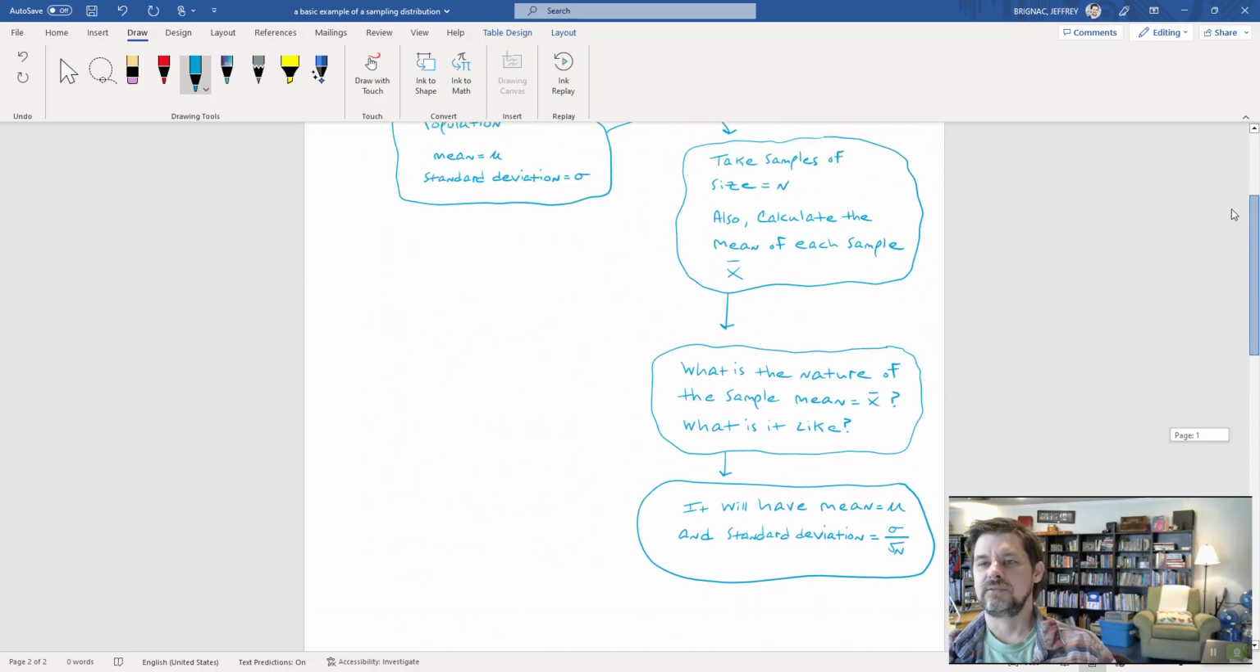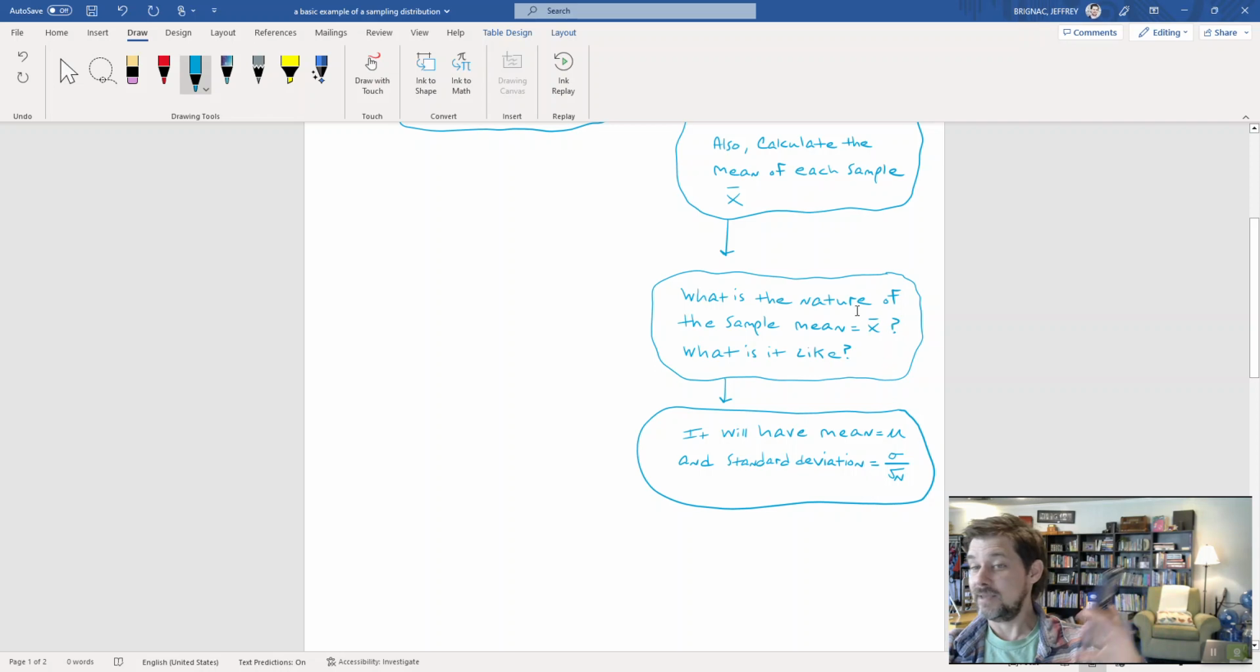So I'm curious, is the prediction true? What was the prediction? That if you look at all the X bars, like you got all these samples of whatever size, and then you calculate the sample means, then the sample means themselves will have a mean equal to the population mean and a standard deviation equal to the population standard deviation over root sample size. Is that true?